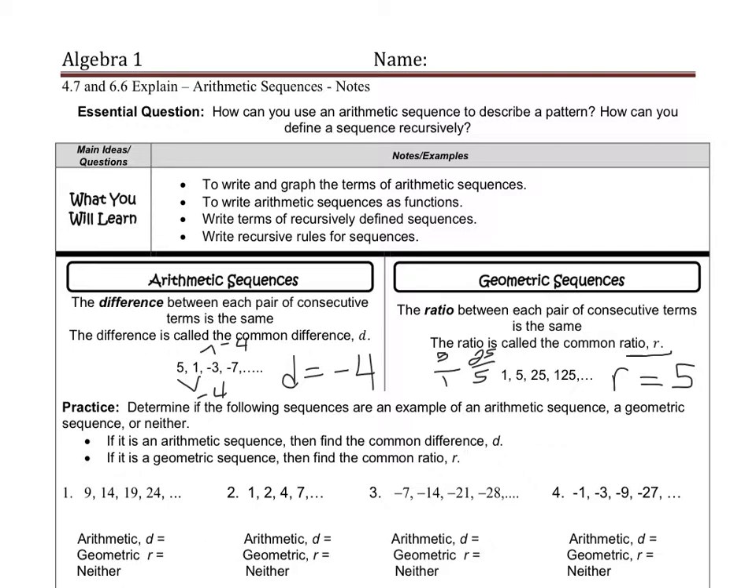So what I want you to do is practice just figuring out what kind of sequence you have, or if it's neither. So you're going to do number 1, 2, 3, and 4 on your own. Pause the video, do all the work, and then check back to see the solutions.